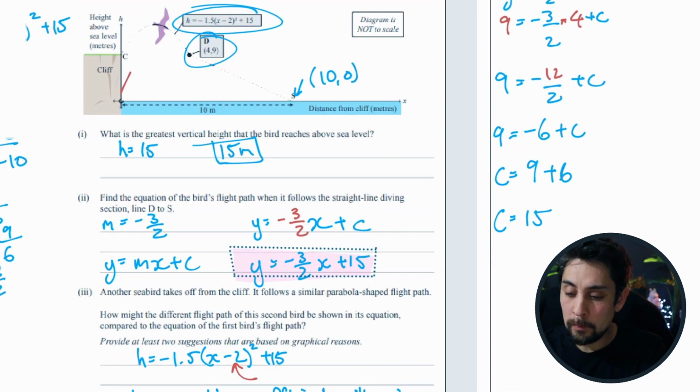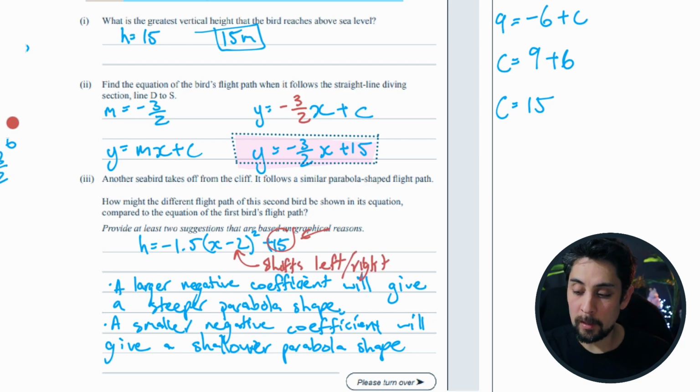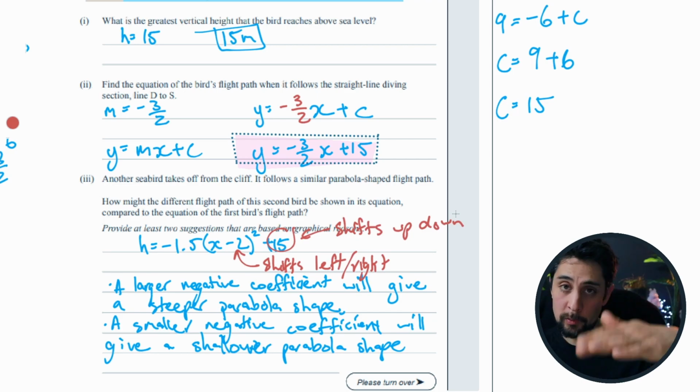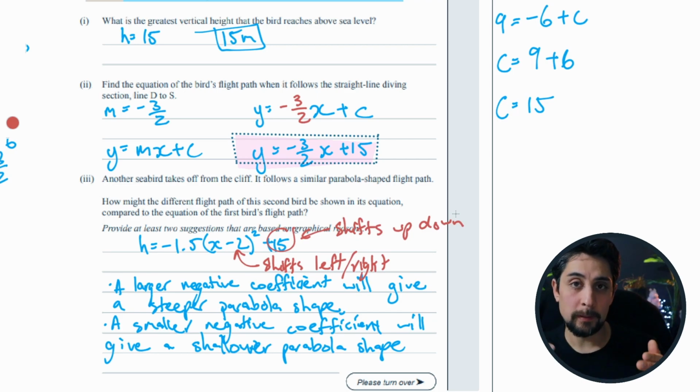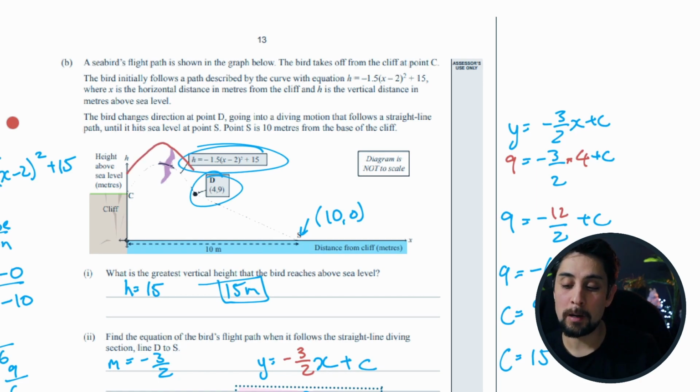The third option is this number on the end, this one here. So just to recap, this x minus 2 part shifts left, right, and this plus 15 on the end shifts up and down. So if it's a smaller number like 10, then it will shift the whole graph down. If it's a bigger number like 20, it'll shift the whole graph up. But keep in mind, it's important that the parabola shape does not change. It's just being shifted upwards.